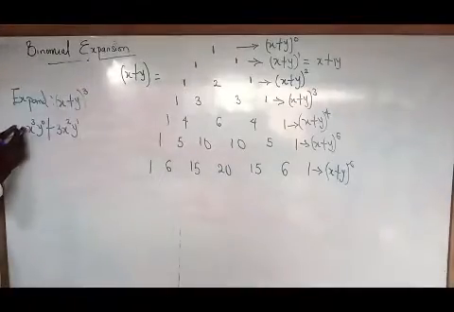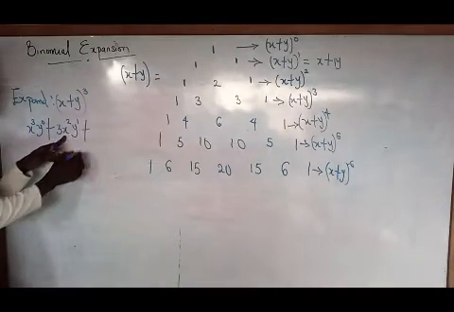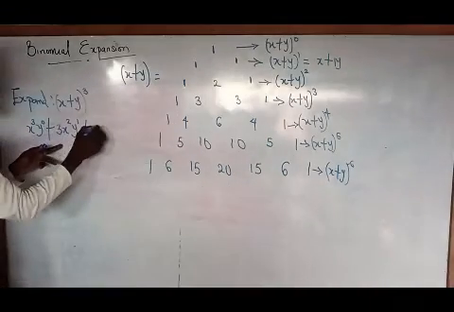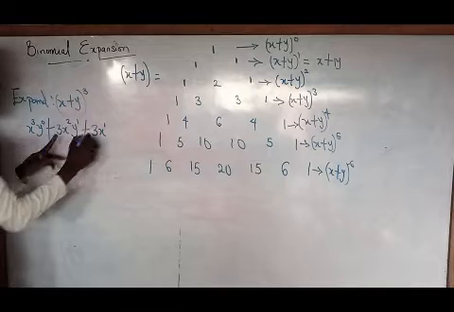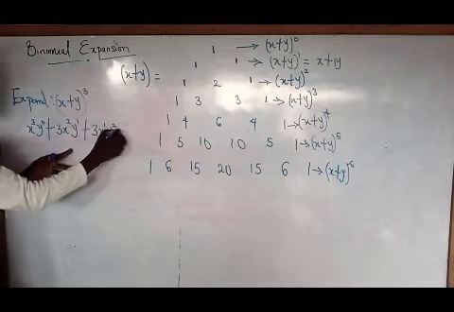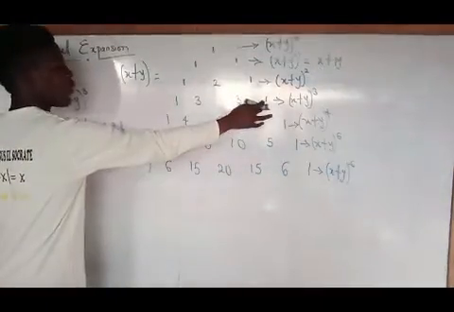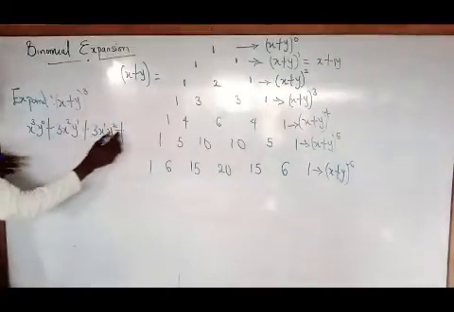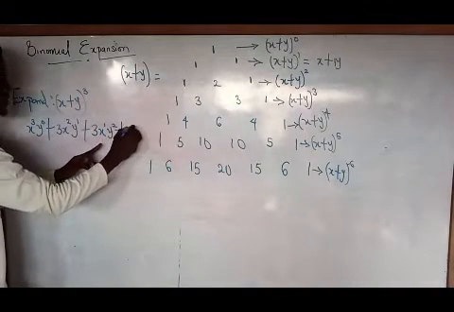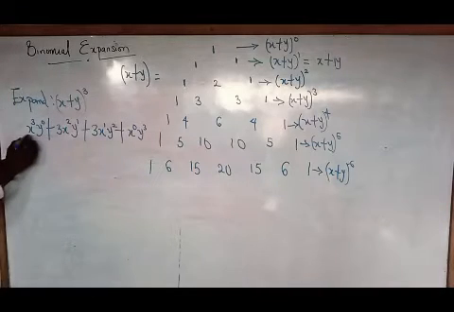So the first coefficient is what? 1. The next coefficient is what? 3. Plus the next coefficient is also what? 3 again. Then what will happen to the power of x now? It will reduce to what? To 1. And your y will do what? Will increase to what? 2. Do you get that now? Plus, what's the next coefficient? 1. So for the power of x, you don't need to write the 1. The power of x will decrease to power what? 0. Then your y will increase to what? Power what? 3.